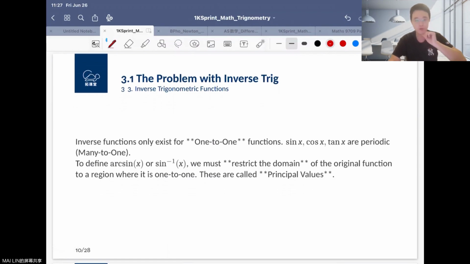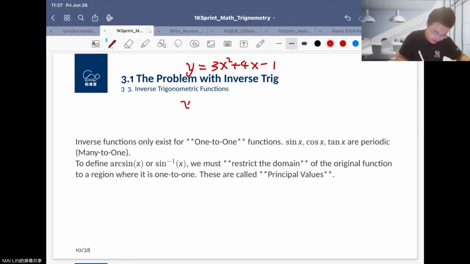Maybe before we have already learned about a quadratic function like y equals 3x squared plus 4x minus 1, right? So if you want to calculate the inverse function of it, you first just inverse, or just transfer the x and y, right? So here it can be written as x equals 3y squared plus 4y minus 1. Then you can calculate the exact y value of it, okay?